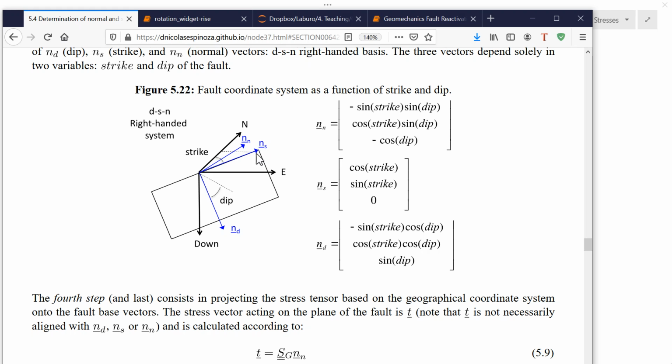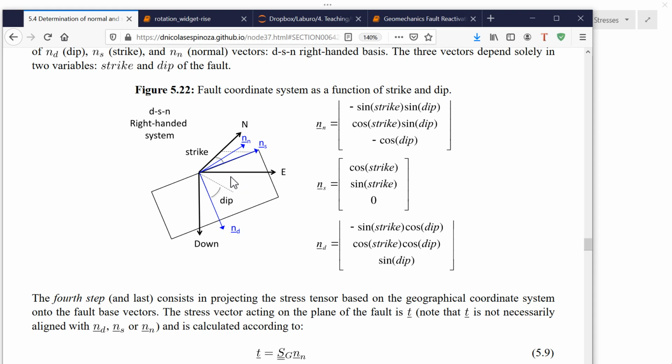Just a reminder about what a strike is. Strike is the intersection between the fault or fracture plane and a horizontal plane. So NS is always going to be on a horizontal plane. And dip is the angle between the horizontal plane and the direction of the maximum slope on that fault or fracture.